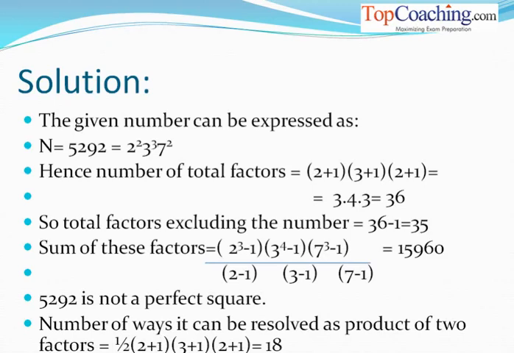The sum of these factors is equal to (2^3 minus 1)/(2 minus 1) into (3^4 minus 1)/(3 minus 1) into (7^3 minus 1)/(7 minus 1), and that is equal to 15960. 5292 is not a perfect square, so it can be resolved as product of two factors in the way 1/2 into (2 plus 1) into (3 plus 1) into (2 plus 1), and that is equal to 18.